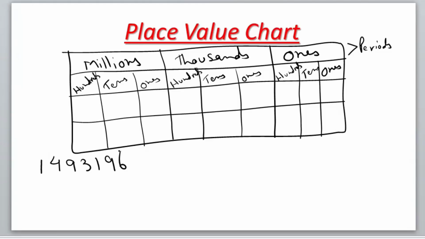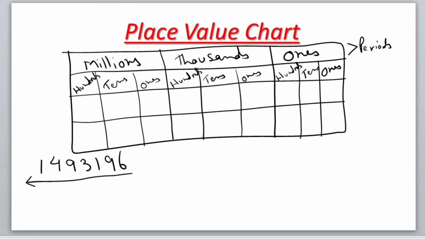So what we have to do, first of all, we have to place this number in the place value chart. How we will place? We have to first start from right to left. Whenever you place any number in the place value chart, always start from right to left. And we have to first separate this number into different periods, because here are different periods: ones period, thousands period, and millions period. So we have to separate these numbers into different periods.